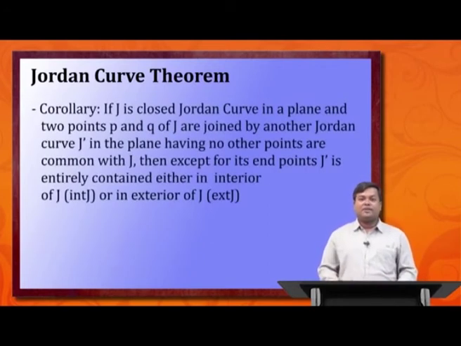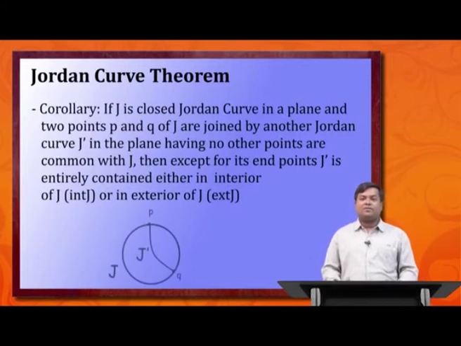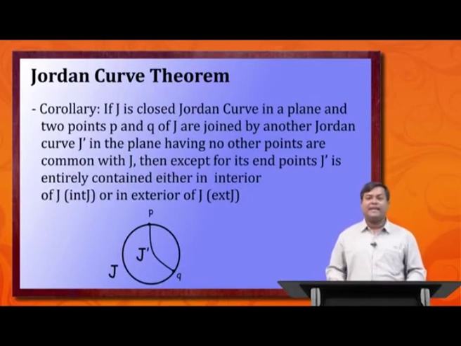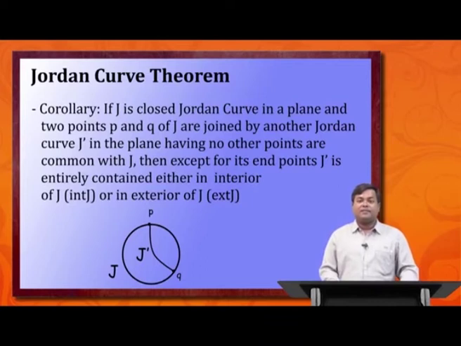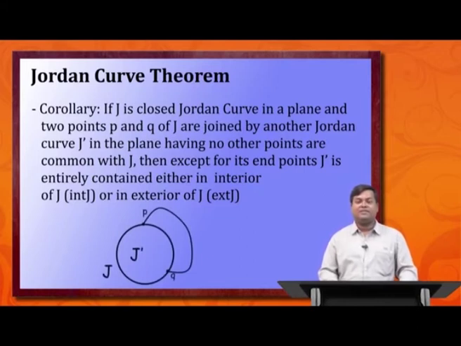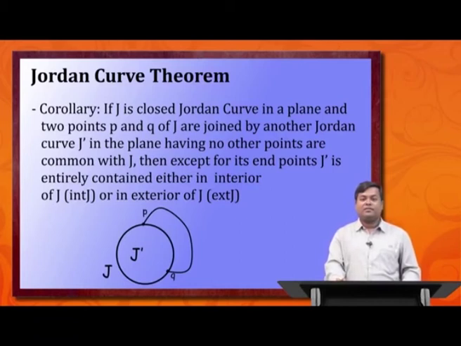Now there is a corollary of this theorem that is also very simple. J is a closed Jordan curve in a plane, and 2 points P and Q of J are joined by another Jordan curve J dash in the plane. These 2, J dash and J, don't have any other point in common apart from P and Q. So you can say that J dash is entirely contained either in the interior of J or in the exterior of J. The figure actually tells that story. So either PQ may be inside or outside. Now it is in the outside. So these are the corollary of the Jordan curve theorem.